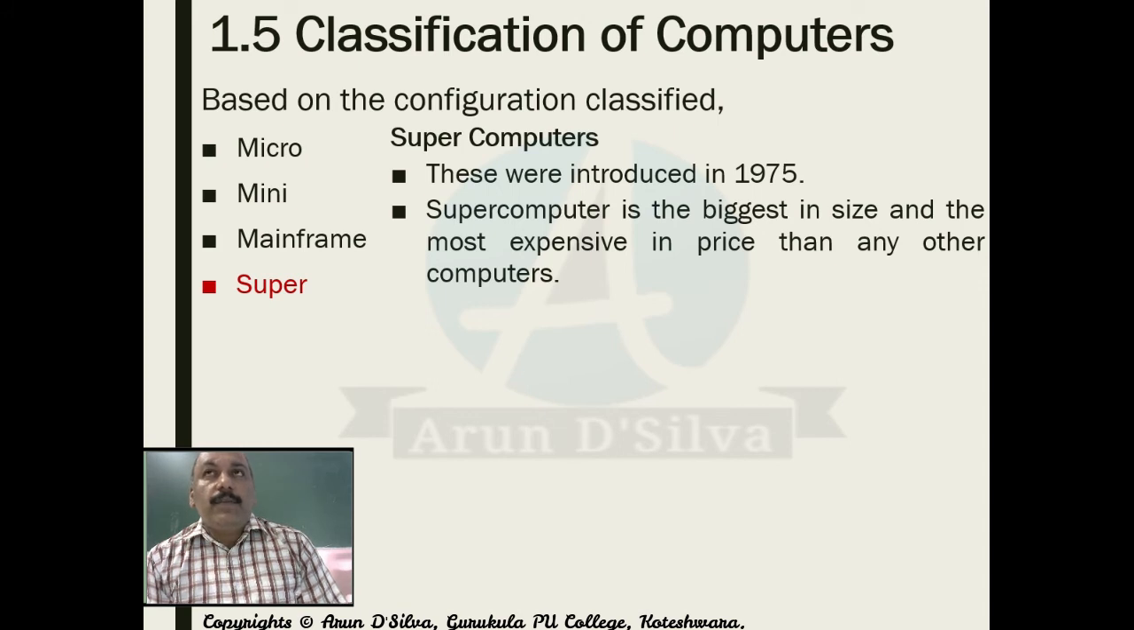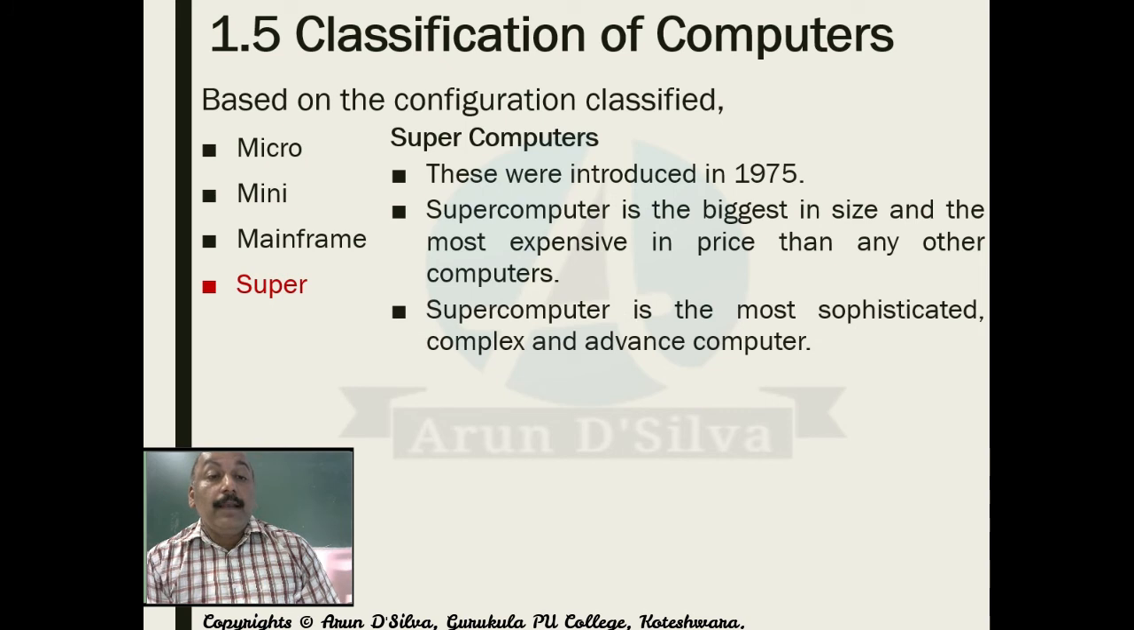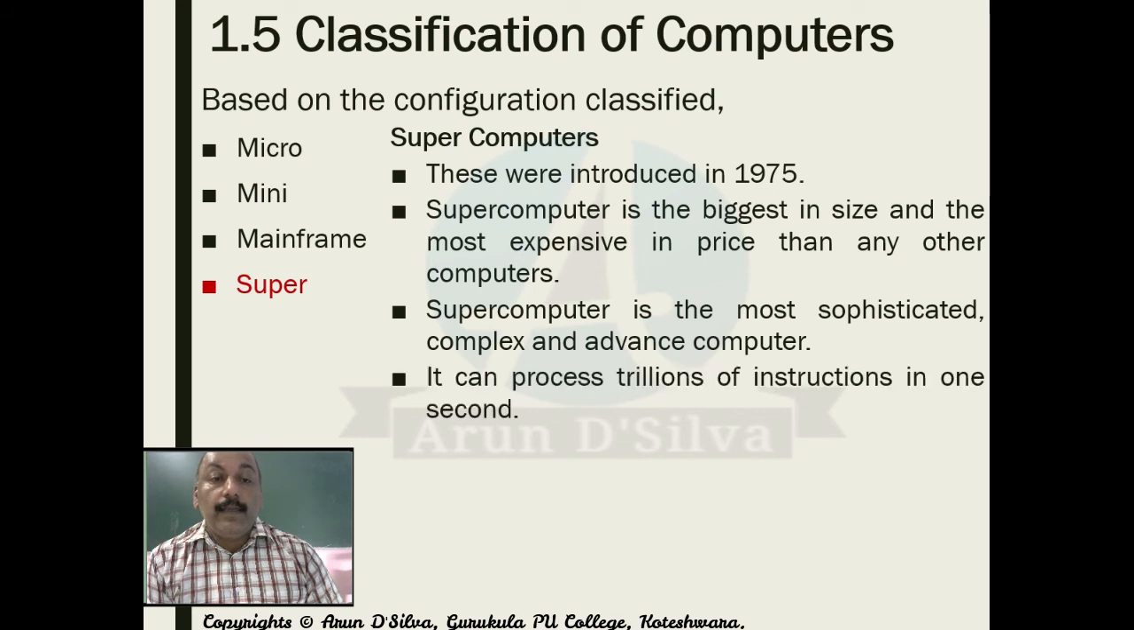This type of computer is used for scientific research work, weather forecasting, NASA, and such places. So a supercomputer is the most sophisticated, complex and advanced computer. It can process trillions of instructions in 1 second. My God, trillions of instructions in 1 second. That means more than 3 billion people put together, and the work they perform will be performed by the supercomputer. And that's the reason it is expensive.